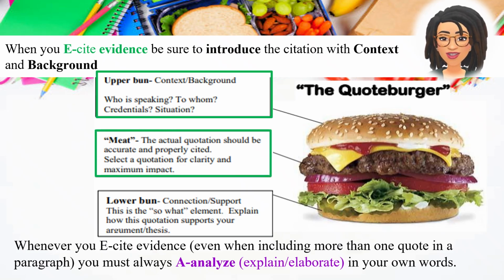And then the bottom bun, this is the connection or support, the so what element. This is the part where you analyze and you explain to your readers why the quote you chose is relevant and how it supports your thesis.